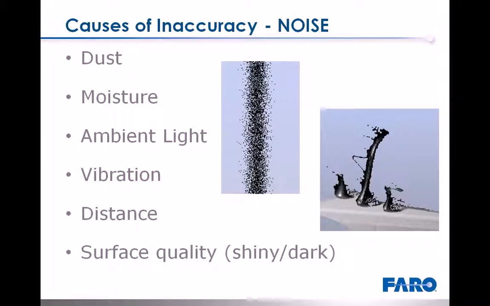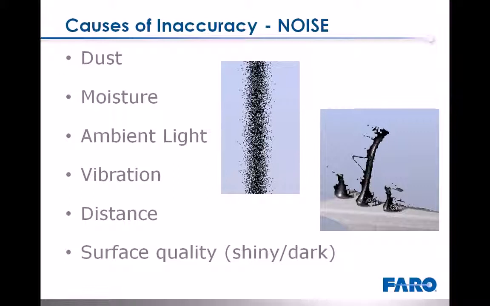Here are some of the common causes of noise in the scan. Dust or moisture in the air, such as if it's drizzling or raining, will end up giving you stray points as it will reflect or refract the laser beam. Ambient light will also have an effect. On a bright sunny day, you'll have a closer range and more noise in your scans.